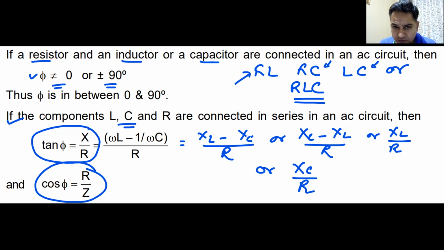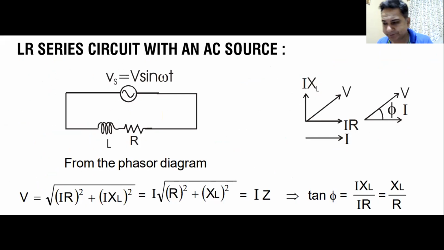Well, I hope you have noted this down. As I told you, there could be many cases possible. We look at the first case very briefly. This one, LR series circuit. It's a combination of R, which is resistance, and L connected across an AC source. V is equal to V naught sin omega t.